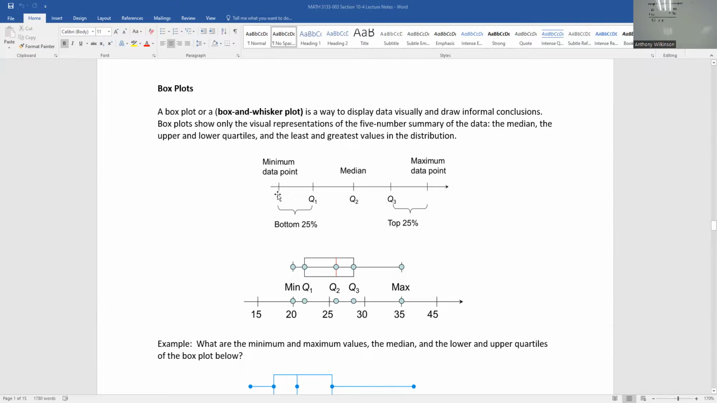Here you have your minimum data points, and then Q1 represents the bottom 25%. Q2, which is your median of that entire data set. And then Q3 would represent the top 25% or the bottom 75%. And then your maximum data point.